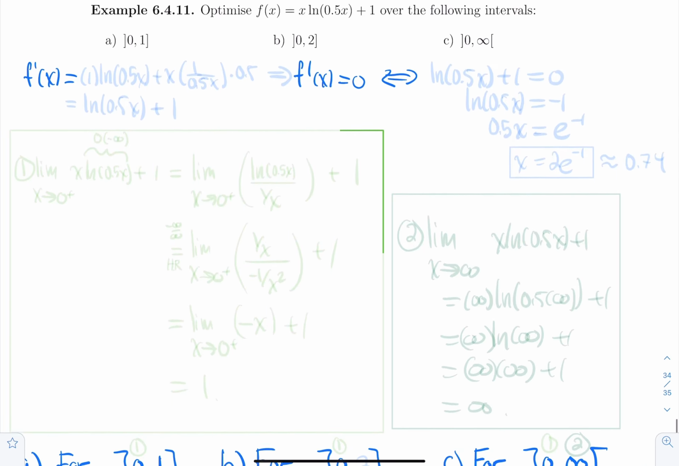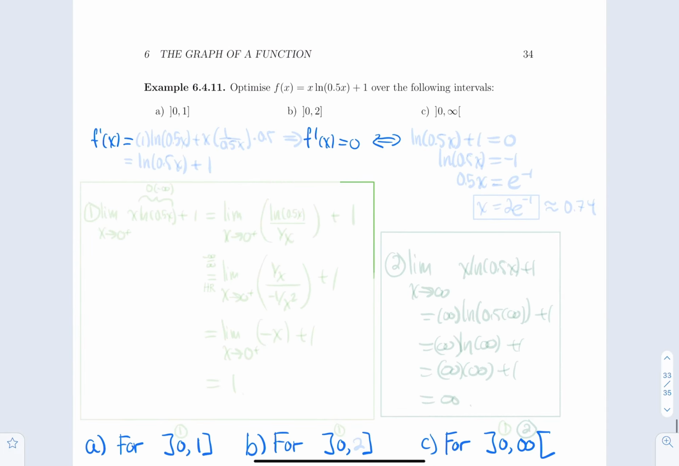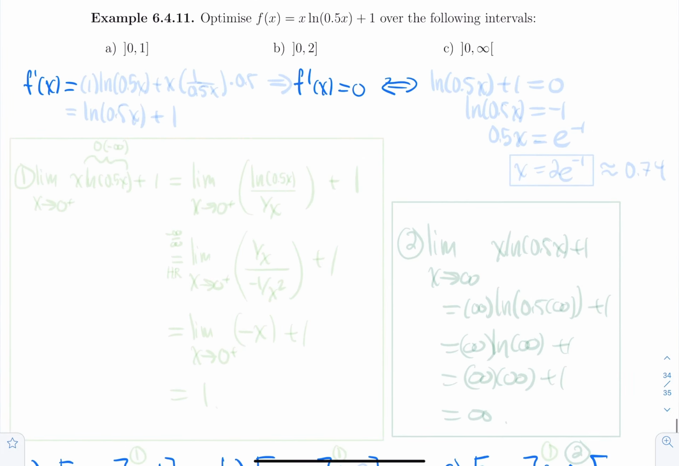All right, next example. We want to optimize x ln of 0.5x plus 1 over the following intervals. Again, this is 3 questions in one. Normally, it's just one function in one interval. But we just want to focus on the new part of the question here, which is dealing with the interval. The first one is the interval from 0 to 1, excluding 0, including 1. And then we'll do excluding 0 to 2 included, and then excluding 0 to infinity.